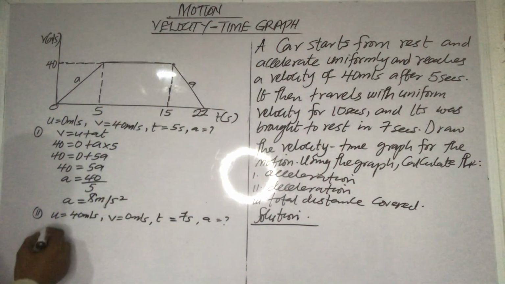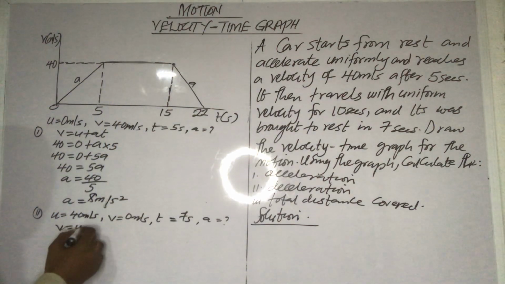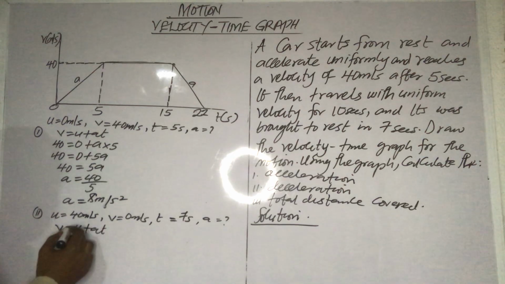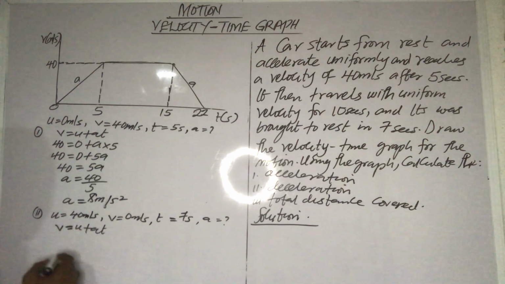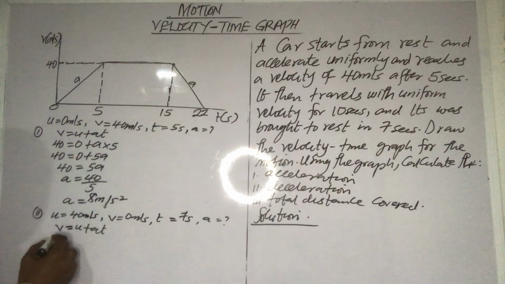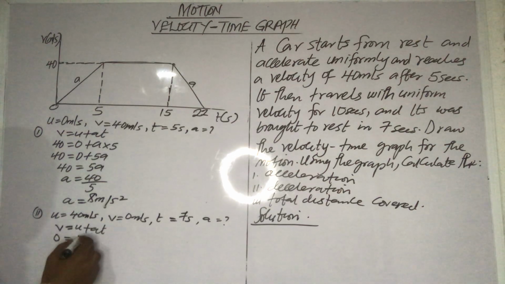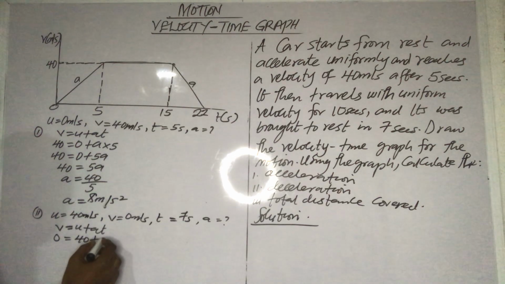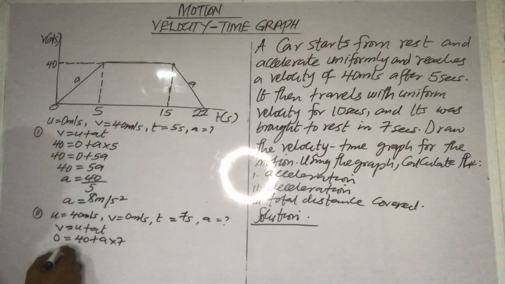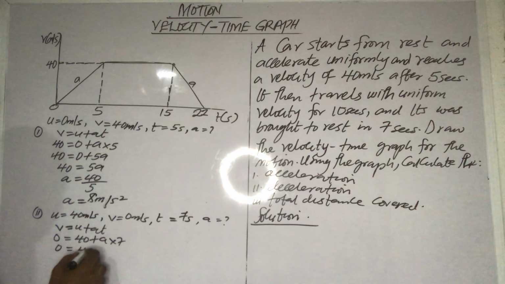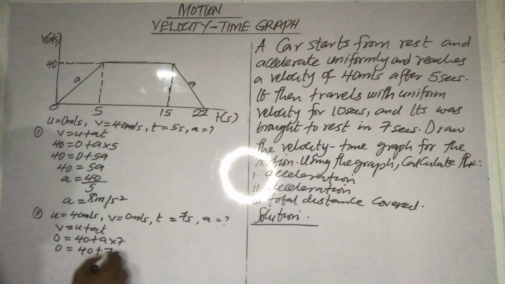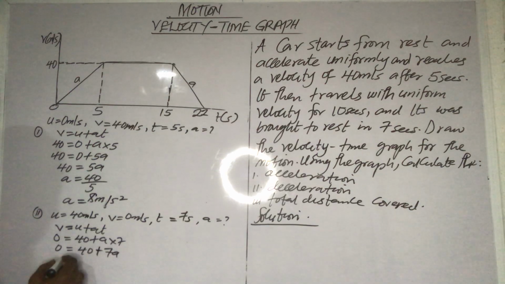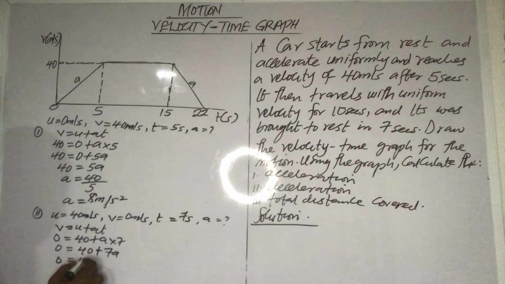But the symbol for both of them is the same. So if I substitute this in my equation 1, v is equal to u plus at. Then what's my v now? You have the 0, and this is 40 plus a times 7. So you have 0 is equal to 40 plus 7a.